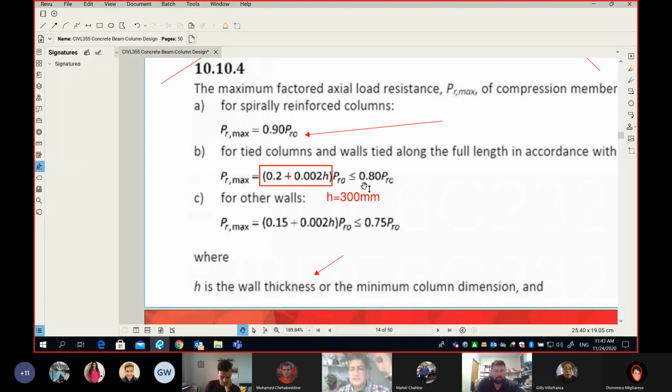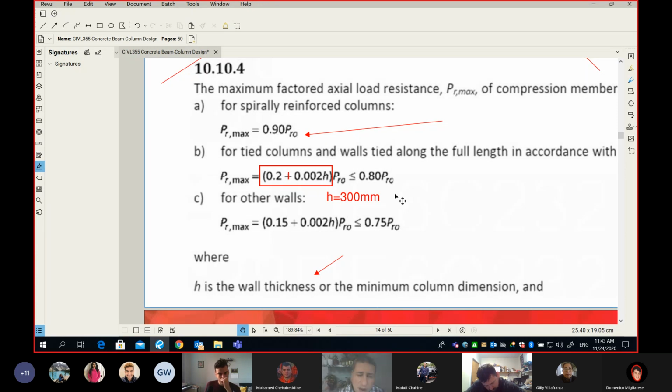0.8. And I can tell you something which will look kind of weird. The minimum we build our column is 300 mil. The minimum is 300 mil. Sometimes we do 250, same as the beam width.